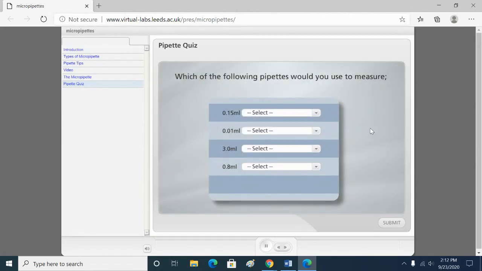Okay, so which of the following pipettes would you use to measure these amounts? We're given some milliliter values, so we must convert them into microliters. So 0.15 milliliters, how many microliters is that? Remember, milliliter is bigger than microliter, right?